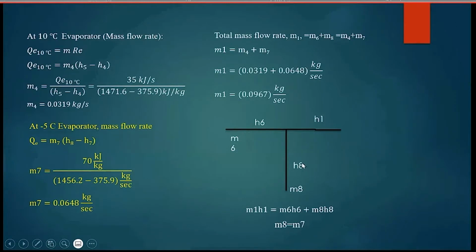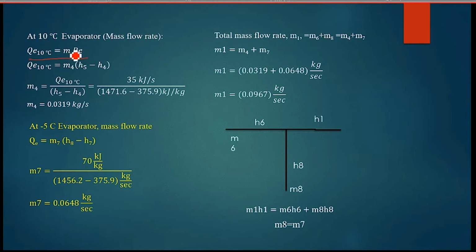Now we go to the calculation. As I told you, we have to get the mass flow so that we can get the power, because we have to multiply the mass flow with the enthalpies involved. So here the calculation is like this. We isolate evaporator 1, which is at 10 degrees centigrade. At 10 degrees centigrade, we can get the load by multiplying the mass times the refrigerating effect.